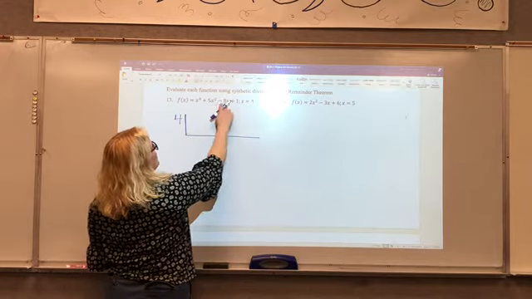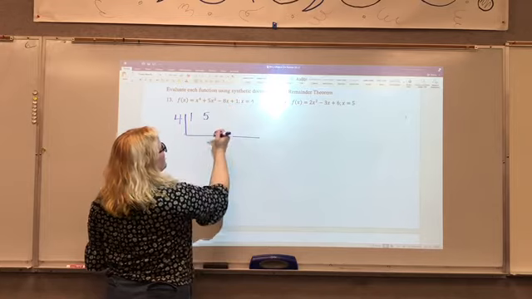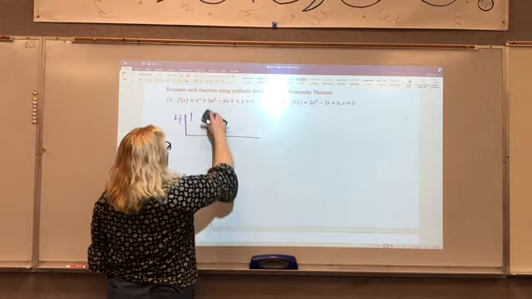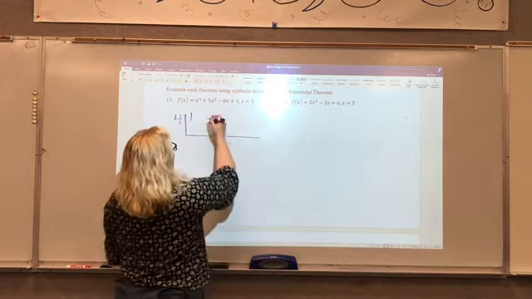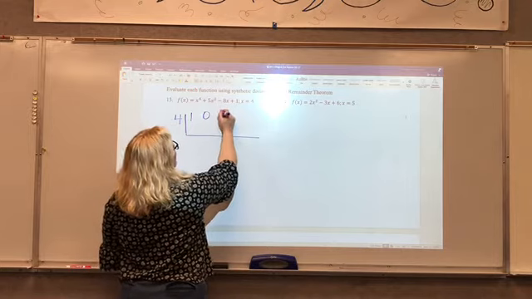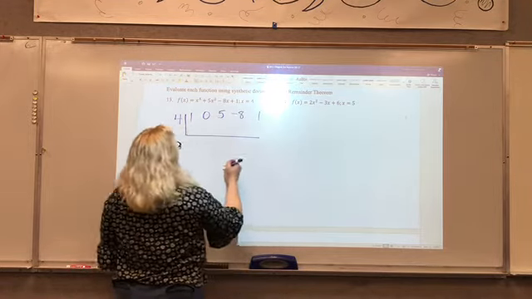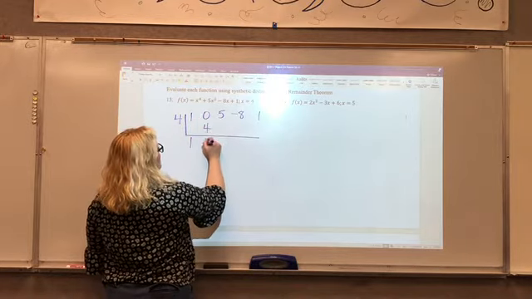All right, so here I have 1, 5. I don't have an x cubed. Oops, I put it in the wrong order. I don't have an x cubed term, so I put a 0 in for that. Then I have 5, -8, and 1. So we drop down the 1. 4 times 1 is 4. Add those and get 4.